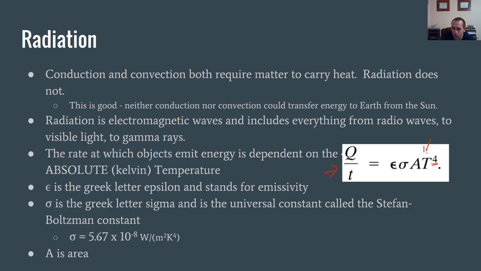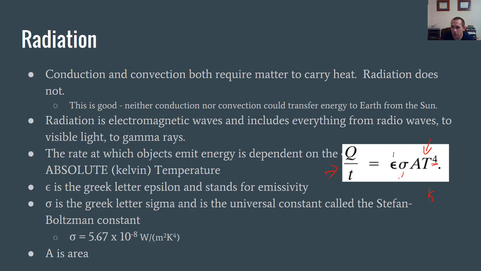This is absolute temperature. That has to be measured in kelvins. So E is emissivity, and it depends on the substance. If the substance is ideal, what we call a black body radiator, then the emissivity is 1, and it perfectly emits all of its energy. It would also perfectly absorb all energy that hits it.